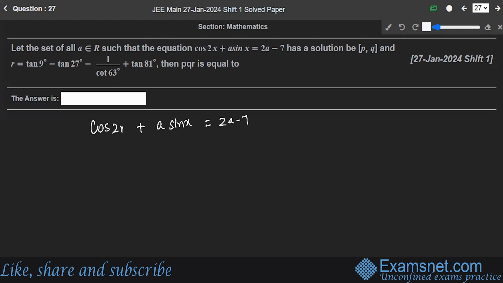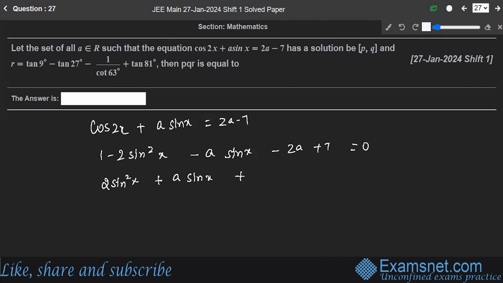Let's try and make it, see, cos 2x, if I convert it into sine square x, this can be written as 1 minus 2 sine square x minus a sine x minus 2a plus 7 is equal to 0. Or this will be 2 sine square x plus a sine x plus 2a minus 8. Wait, this will be plus 8, right? So I'll be taking minus outside. I'm multiplying both the sides by minus, so this will be 2a minus 8 only. Okay, fine, this is right.